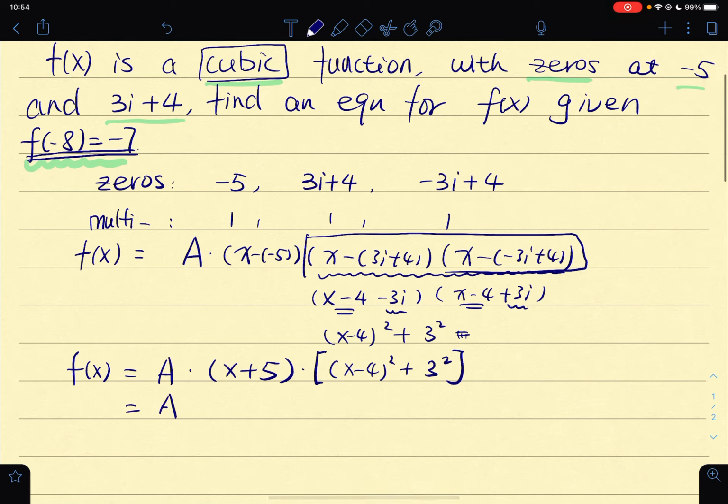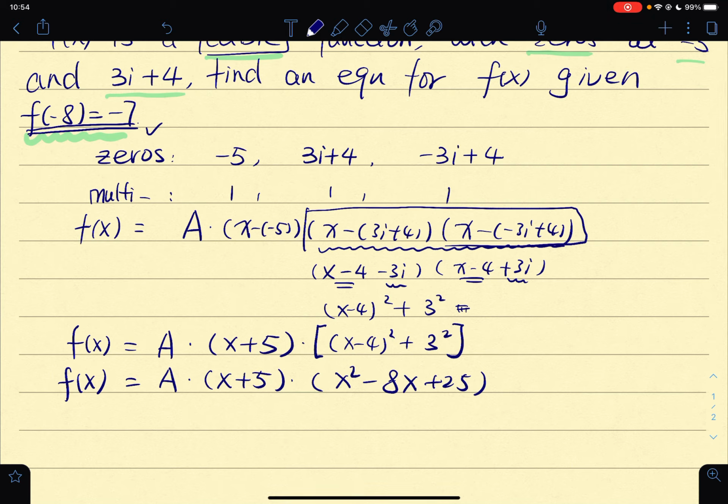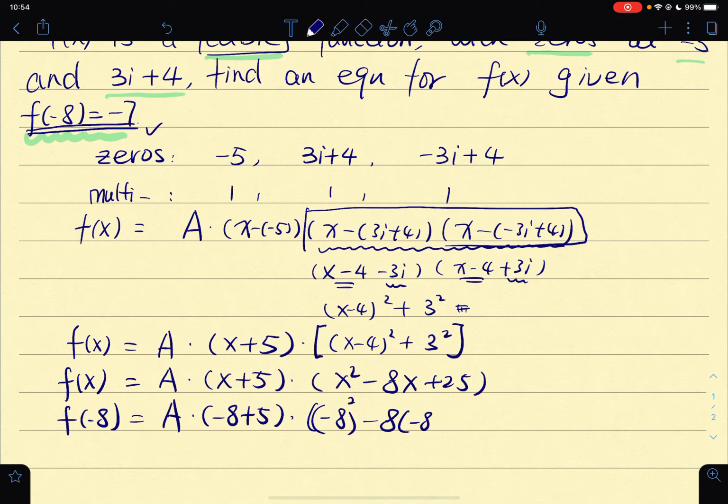If you want to make your life a little bit easier, what you could have done is simplify this out, which is 16 plus 9, which is 25. And then this is your f of x. Then all you need to do is to make sure the a is chosen wisely, such that the whole thing would make sense. So you have negative 8 squared, don't forget the parentheses, minus 8, negative 8, plus 25, and it's supposed to be, let's see, negative 7.